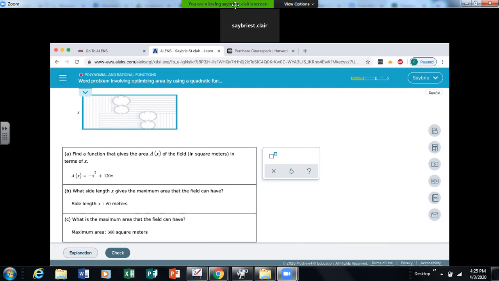Alright, so that picture coming at you shows the work where I got negative b over 2a, where I got that 60. And then I took that 60 and plugged it into the function and got 3,600 on that one.